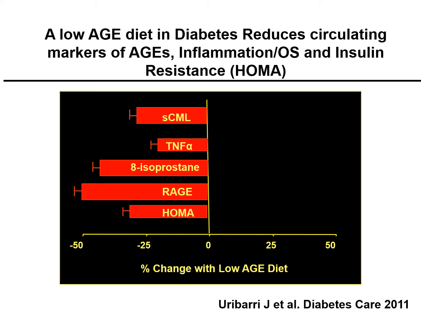And again, serum CML came down, markers of inflammation such as TNF-alpha and RAGE came down, markers of oxidative stress such as isoprostane came down, and of interest, the HOMA index, a marker of insulin resistance, decreased on the low AGE diet.